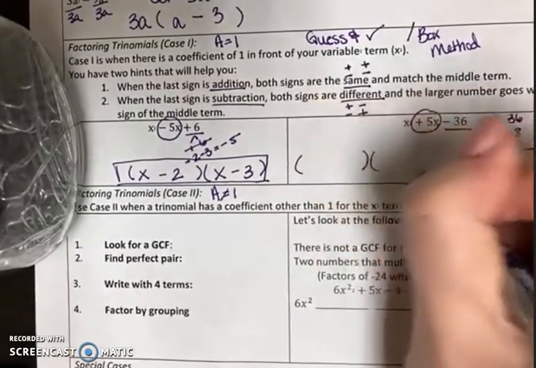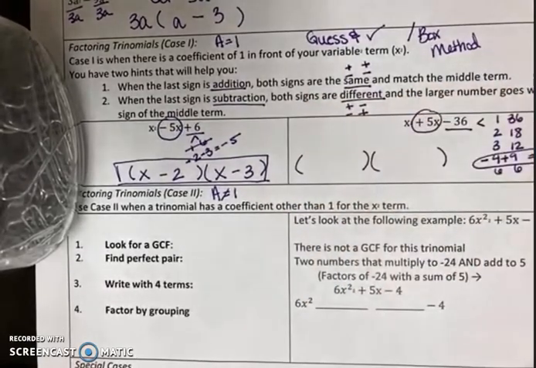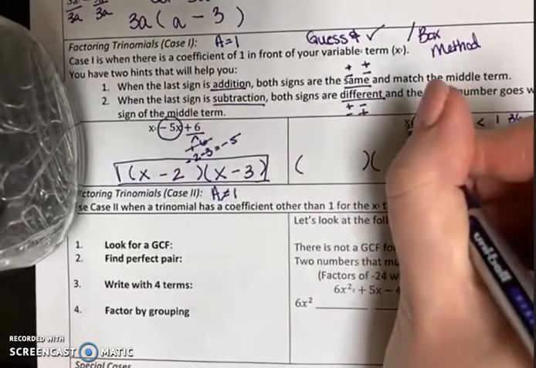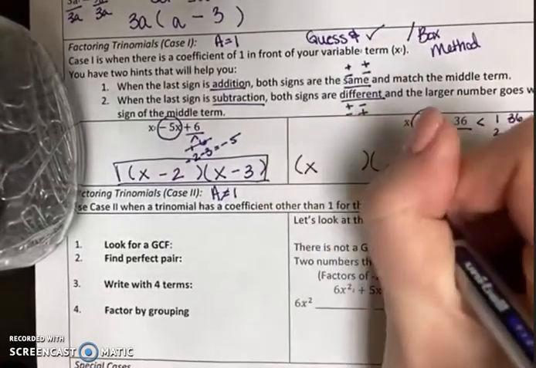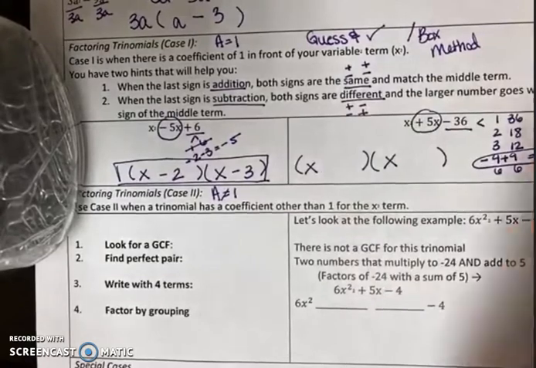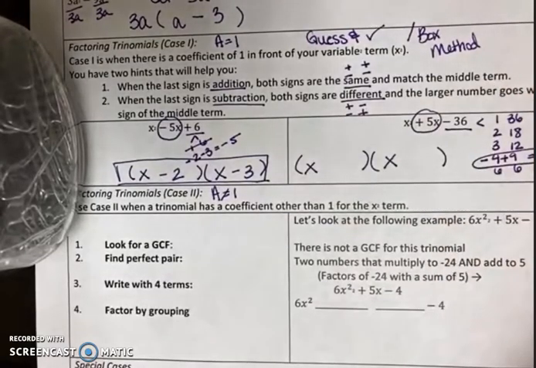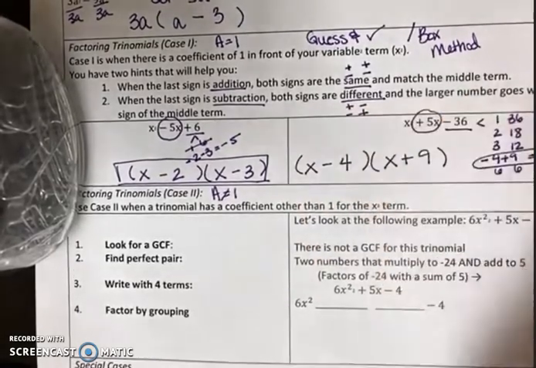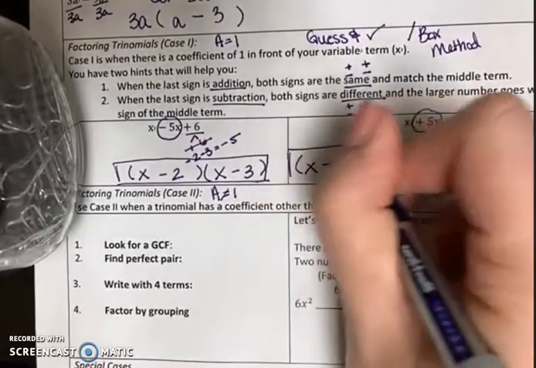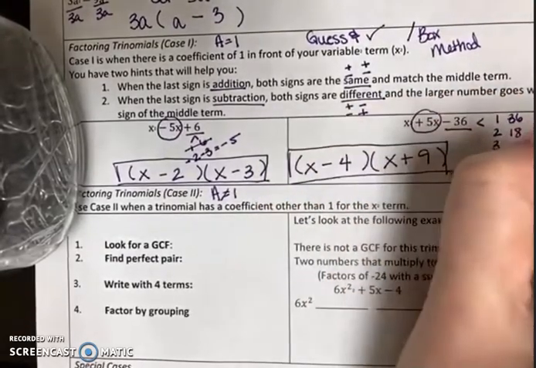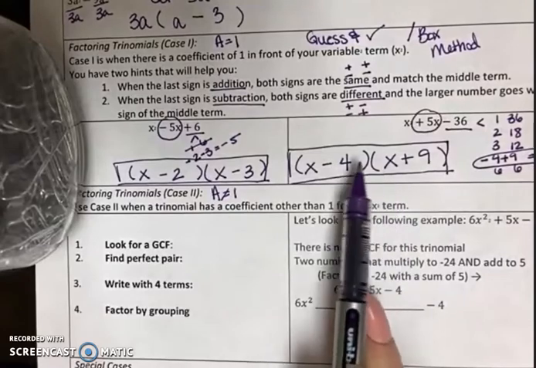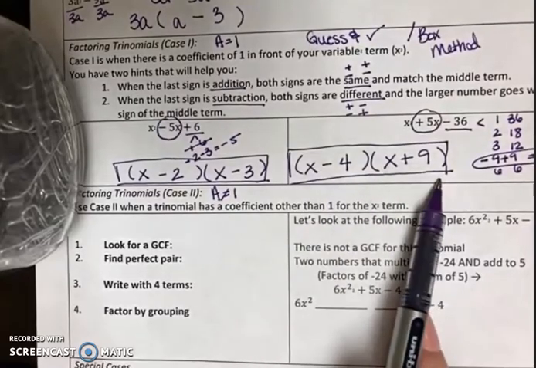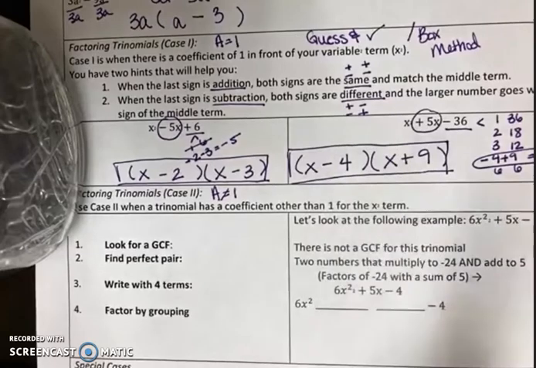We're ready to write our final factored form then. The factors of the x squared were just x and x. The factors of negative 36 we said we would use to get a positive 5 would be a negative 4 and a positive 9. That's our final answer. If you factored it another way and ended up with x plus 9 and x minus 4, that's the same thing, you just had it flipped around, so no big deal.